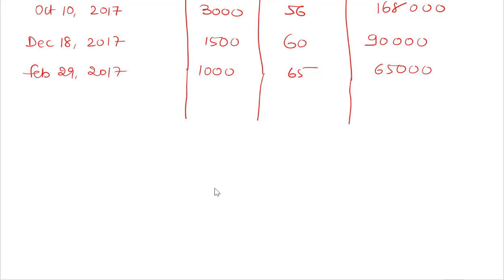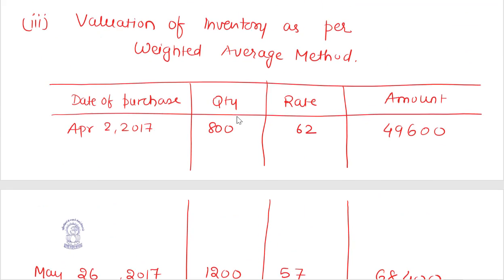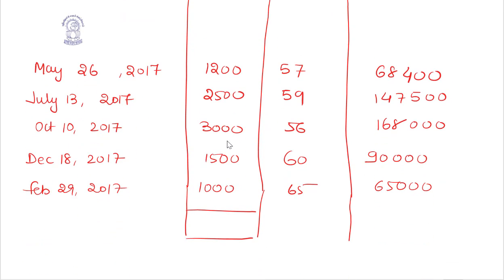Okay, let us do a total of quantity. Total of quantity: 800 plus 1200 plus 2500 plus 3000 plus 1500 plus 1000 equal to 10,000.